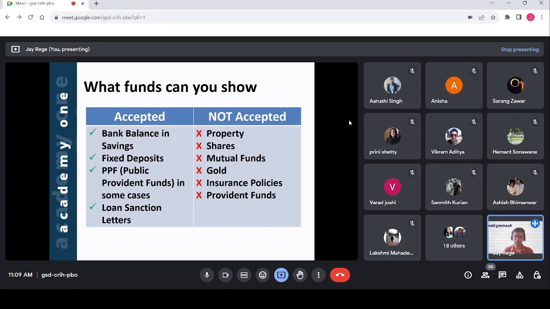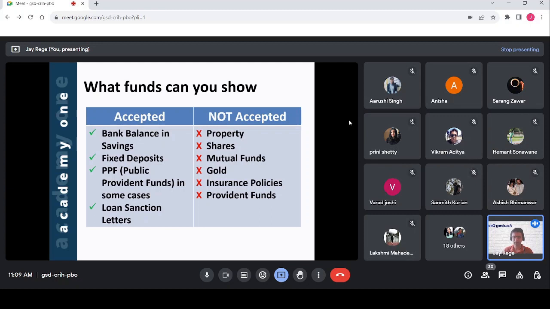If it's a savings account in a post office, you can get a letter from the post office, but many times the post office people don't. My experience has been that they don't issue any letters. So that sometimes becomes a challenge, but it's okay. If you have the funds in a post office, you can still request the post office to give you a letter. In some cases, I've seen that they have issued letters. So if that is the case, that is also okay.